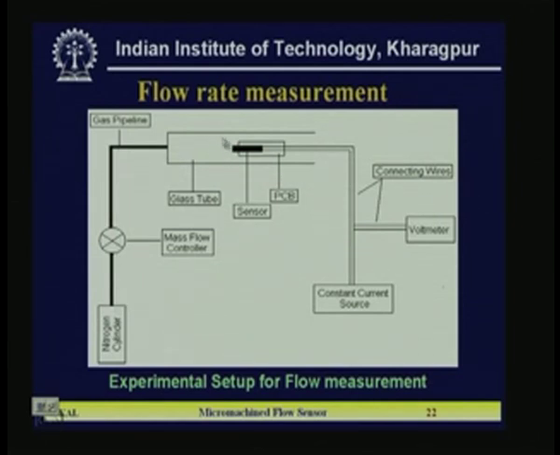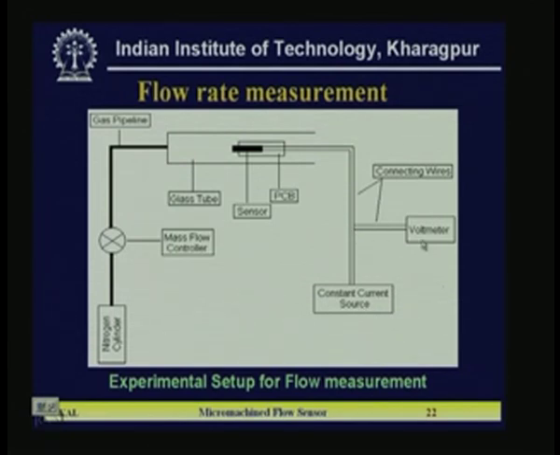The gas pipeline is connected to a narrow tube, and inside the tube we put the sensor. This is the sensor, and the PCB is here, fixed inside the tube at a particular point. This is a glass tube, and now this sensor point is connected to a constant current source.